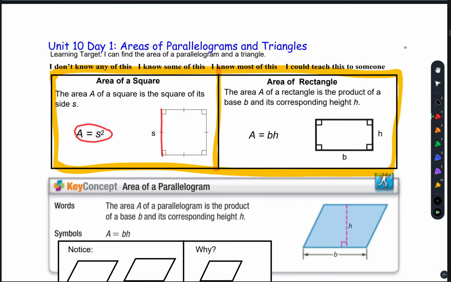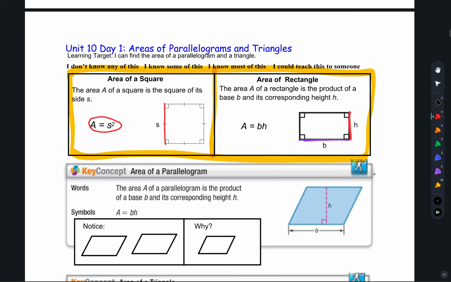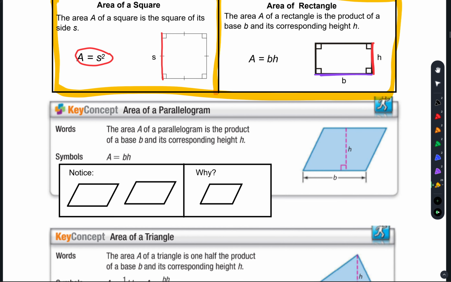And then the second one, area of a rectangle, I'm also hoping that you have known this for a very long time. The area of a rectangle is the base times the height. It doesn't really matter which one we pick to be base and height. We got base times height. We know those, right? The next one that we're going to see is the area of a parallelogram.